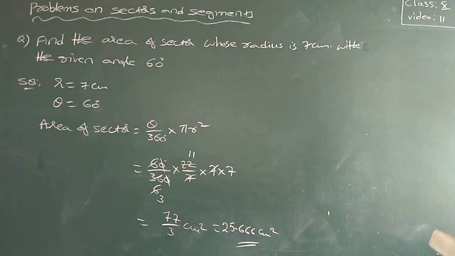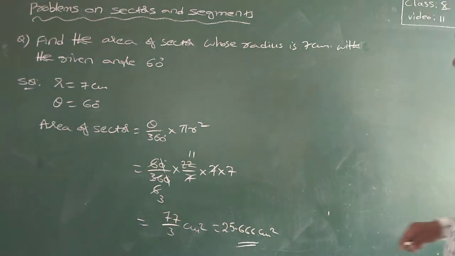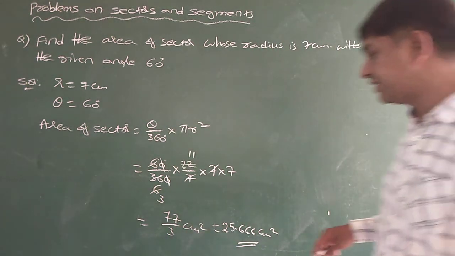Find the area of a sector whose radius is 7 centimeter with the given angle 60 degrees. Please write down this one.